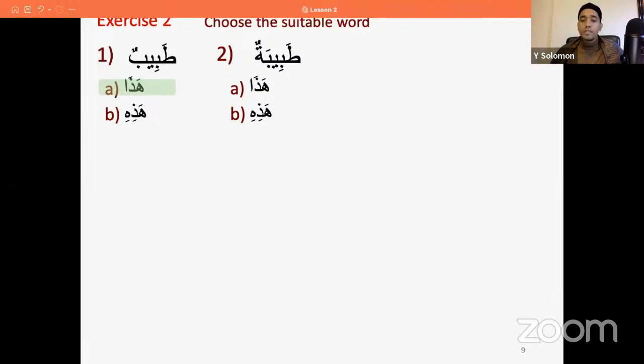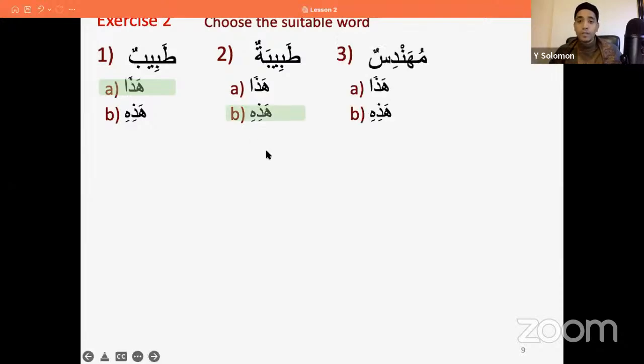Remember, طبيبة is a feminine word, so we have to use the feminine word of indication. Correct. That's unanimous. For those who said A, you want to have a relook, because هذا means this for a masculine thing, whereas هذه is for the feminine. So that's correct: هذه طبيبة. Okay. مهندس, هذا or هذه? Correct. هذا مهندس.